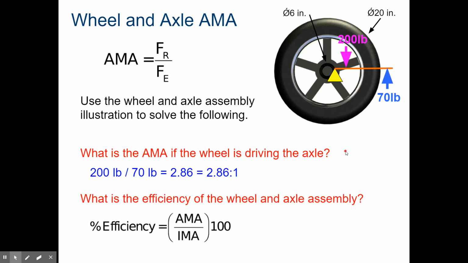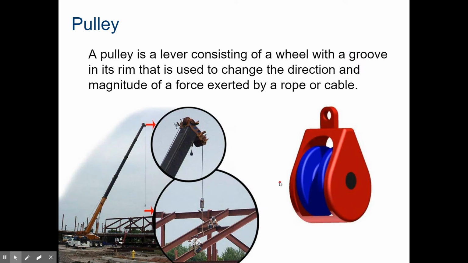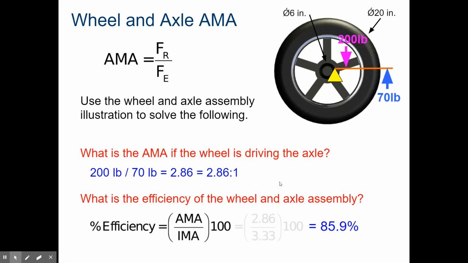Let's find our efficiency. What is the efficiency of the wheel and axle assembly? Percent efficiency, remember, is just AMA over IMA times 100. So 2.86 divided by 3.33 times 100, 85.9%. The biggest thing with the wheel and axle is we know where the effort is and where the resistance is.